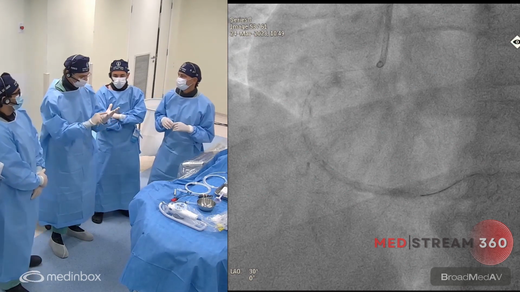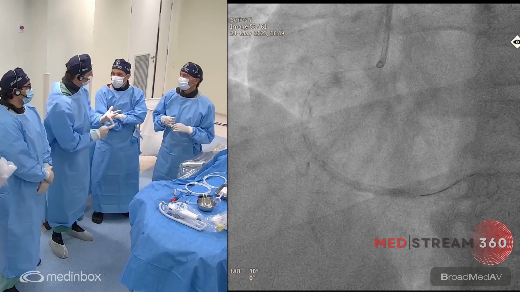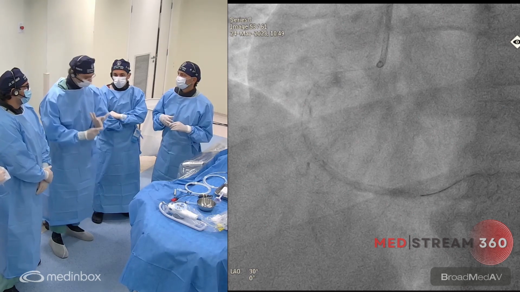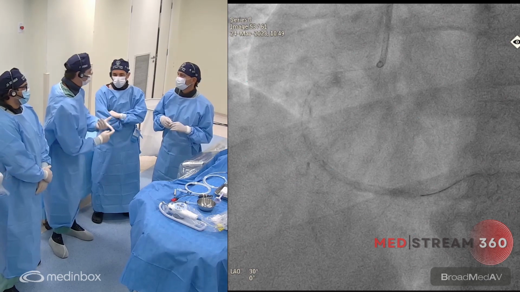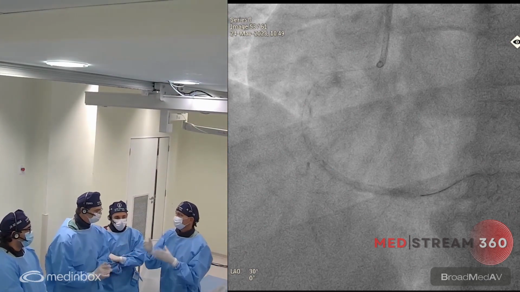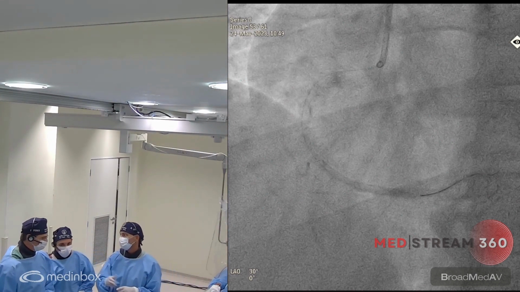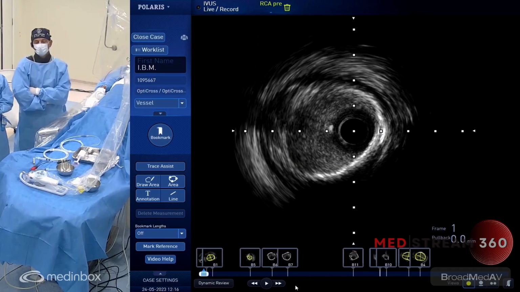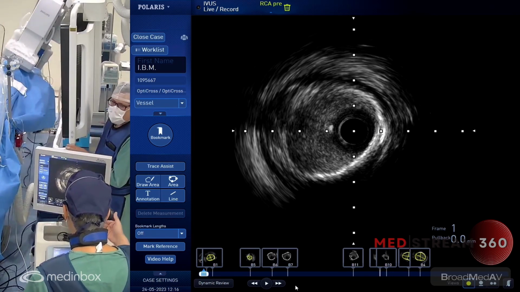So we start with a non-compliant balloon. If you don't cross, you go to a semi-compliant balloon, 1.0. If you don't cross, you go with a buddy wire. If you don't cross, you change your guide support, and then you go to a special tool. And if not cross, atherectomy: rotablator, orbital, or laser. Okay, great.